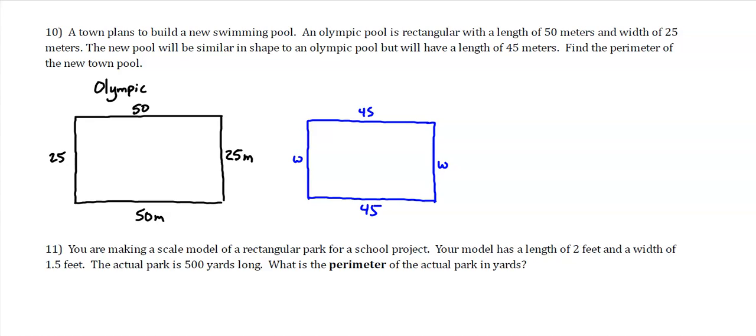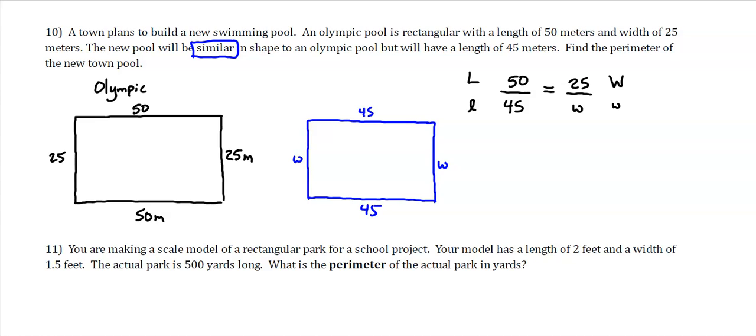Find the perimeter of the new pool, okay? And it's going to be similar, so that's what we've got to focus on. So let's just do big length over little length. So I'm going big over little. And then on this side, I'm going to do the big width over the little width. So this is big W. That's little w. So we should be able to cross multiply.